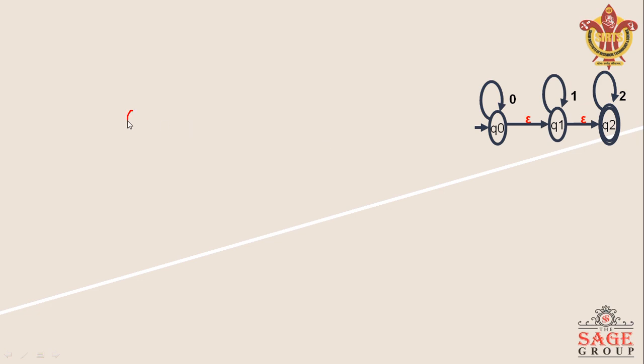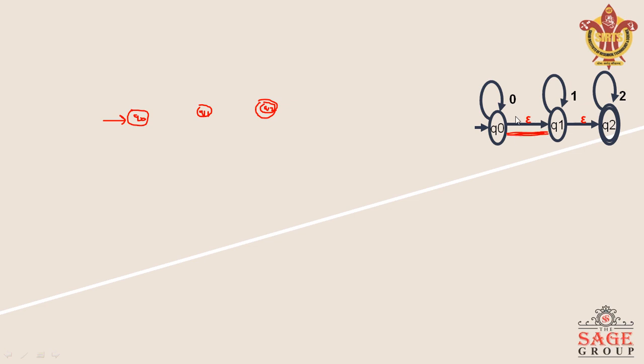So let me draw this one. This is what we have, this q0, and we have this q1. Again we have this q1, and this is a final node, and that will become q2. So first of all I will try to remove the epsilon between q0 and q1. In between these two nodes I am trying to eliminate the epsilon.